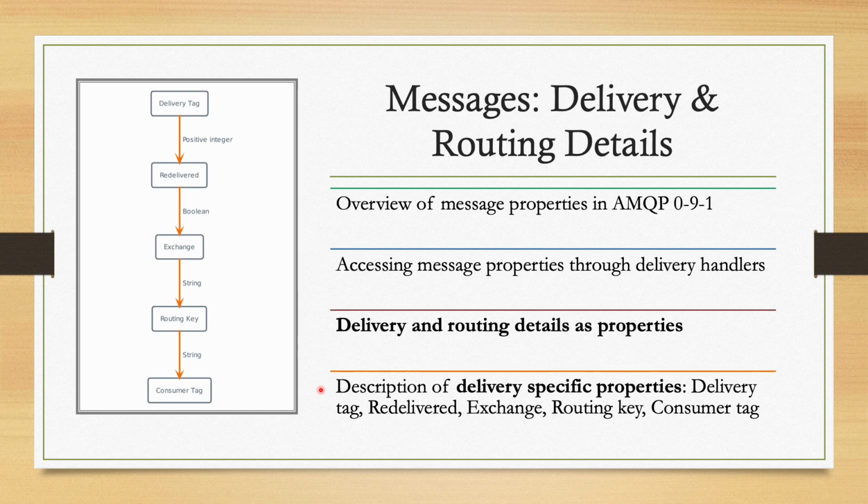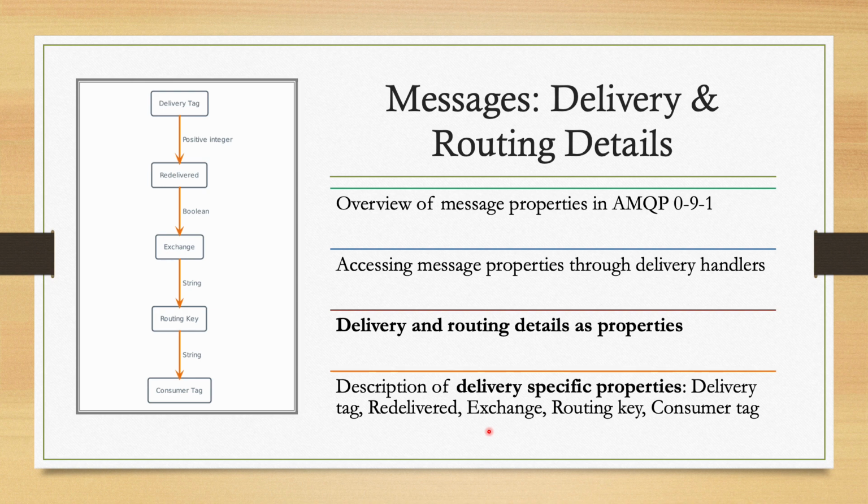Description of specific properties. Delivery tag. This property is a positive integer that serves as a unique identifier for the delivery. It is particularly relevant in the context of publisher confirms. Redelivered. This property is a Boolean value that indicates whether the message has been previously delivered and requeued.